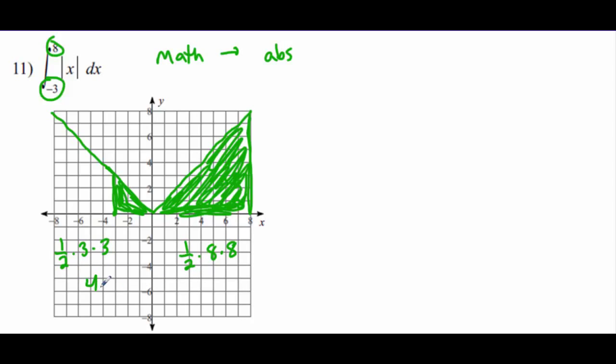This first one gives us 4.5. The second one gives us 32. And since both of those are part of the area, we add them together and get 36.5.